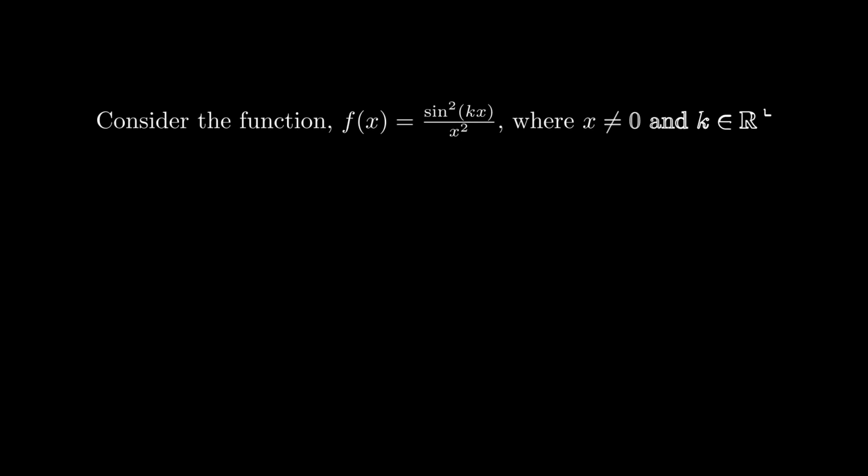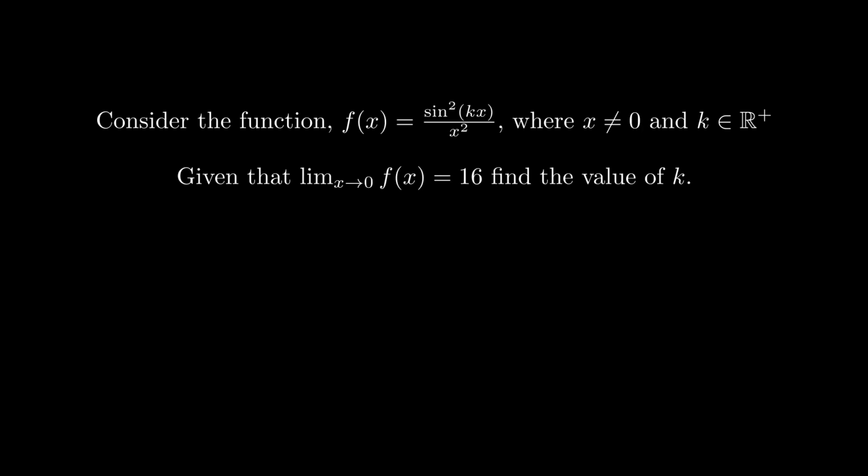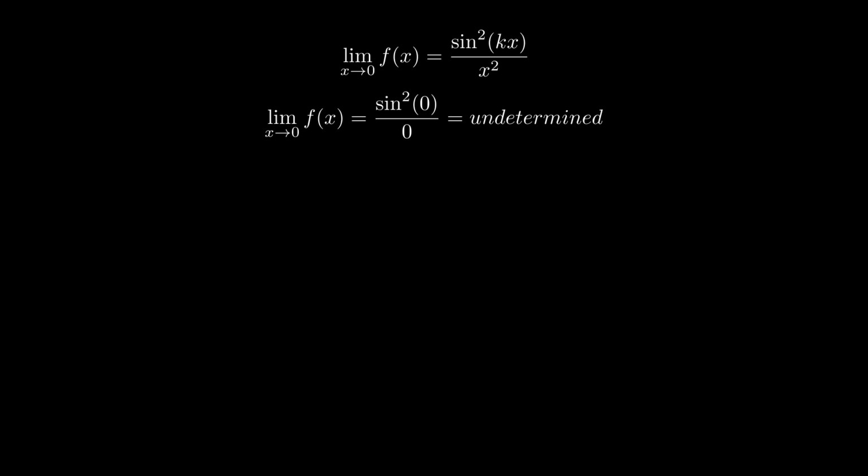For the second part of the question, we're told that the limit of f of x as x goes to 0 is equal to 16, and with that information, can we find k? If we apply that limit to our function, you can see very quickly that sine squared of 0 is 0, and divided by 0 is undetermined. Therefore, we must change this function somehow before we're able to apply the limit.